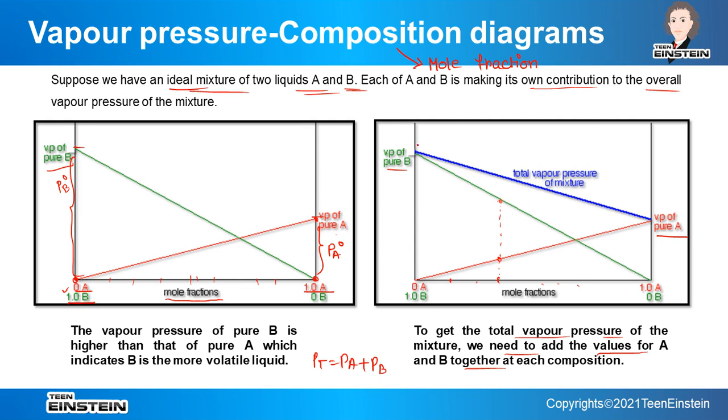If you look at the blue line only, you will see its maximum is at the pure vapor pressure of B and its lower point is at the pure vapor pressure of A. That means Pt, the total pressure, its value will always remain between the vapor pressure of pure A and pure B, which is clear from the graph. In this way, from these two graphs we can get the total vapor pressure. And if we join all the points, we get this straight line, the blue line for total vapor pressure.